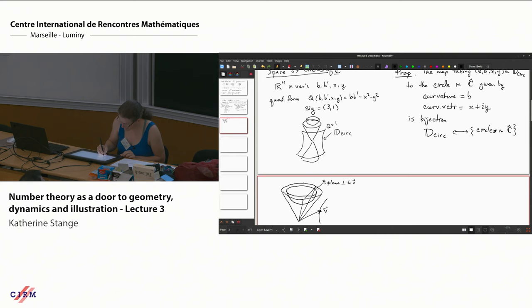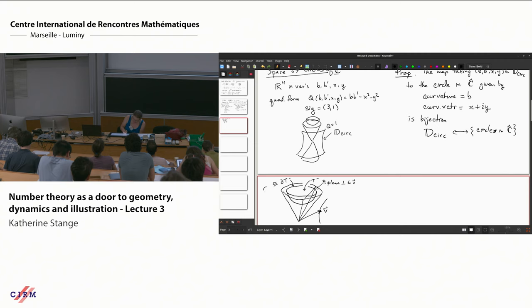So maybe we'll call this T minus, the whole thing. Inside here is T minus, and then the boundary, maybe I'll call it delta T minus, minus for because the form is negative there. And so this thing is actually your extended complex plane, right? But I'm drawing a dimension lower.